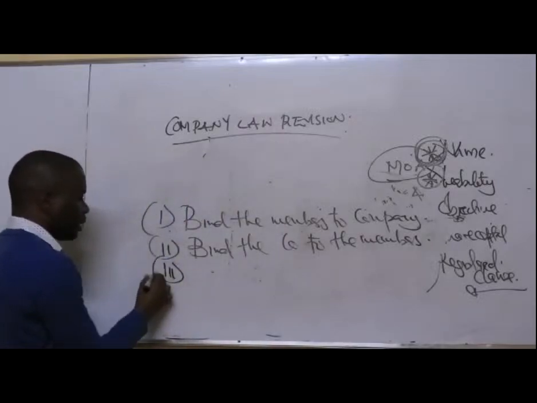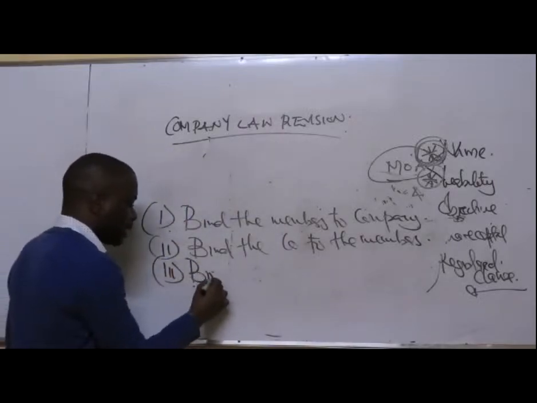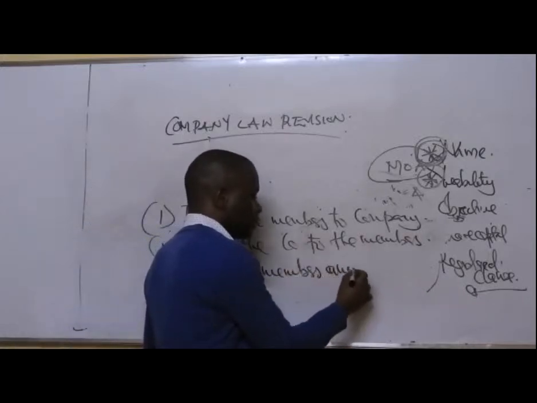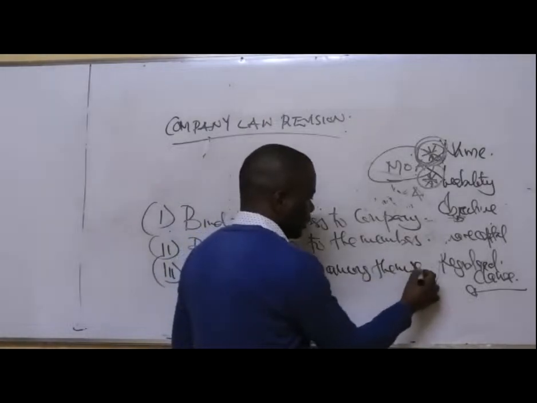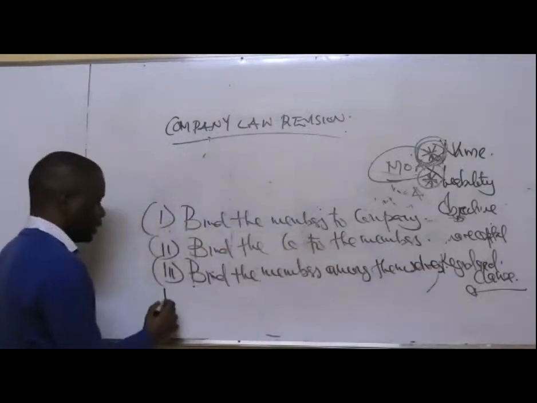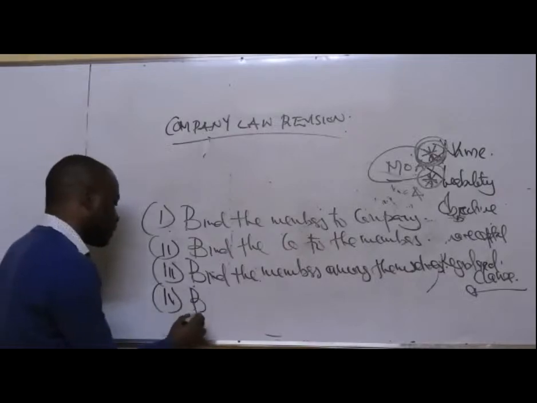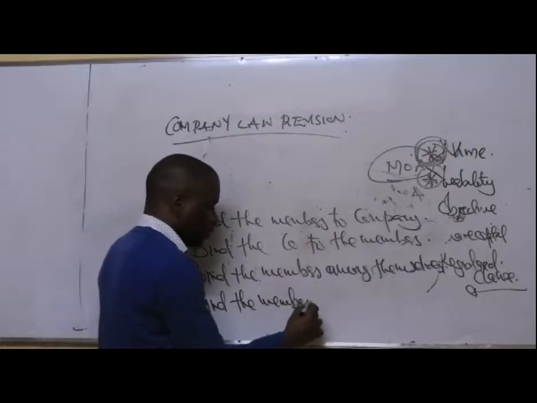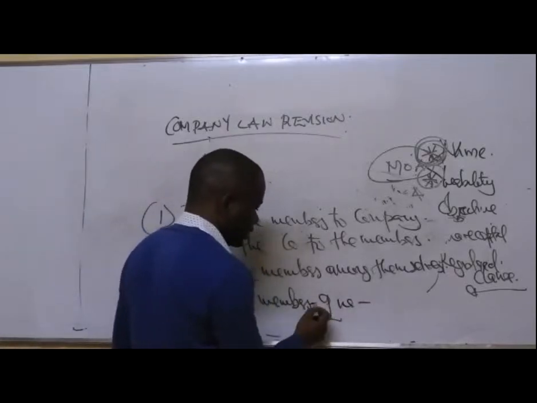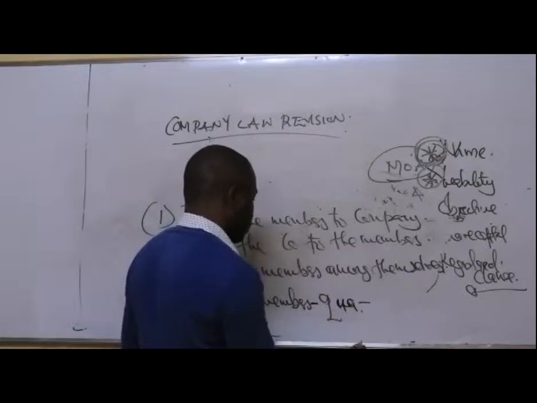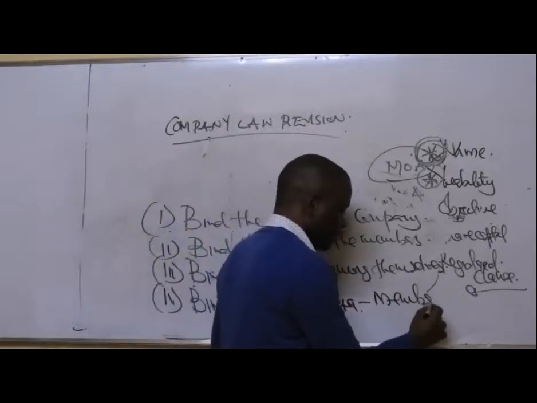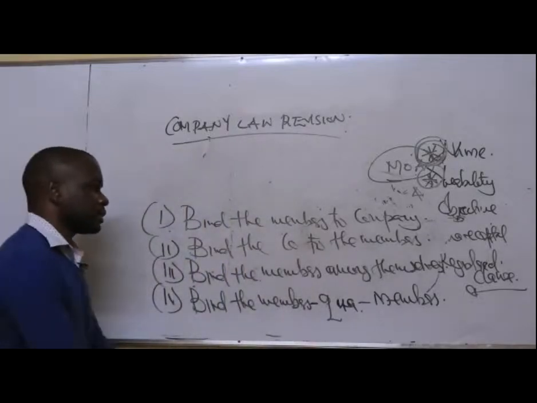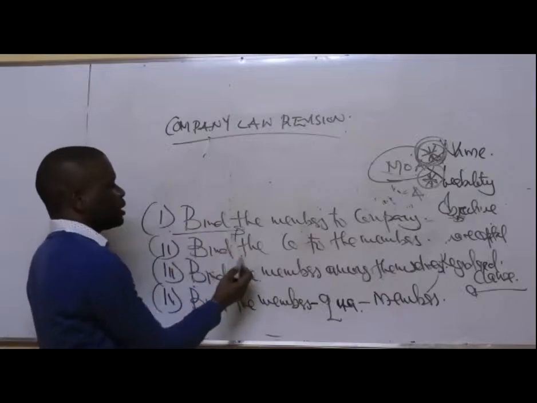Also, it will bind the members among themselves, as members of the company. Also, it will bind the members in their capacity. Qua is Latin, it simply means in their capacity, as members of the company and not in any other capacity. So in this case, if you are to elaborate, maybe they could put their 8 marks.